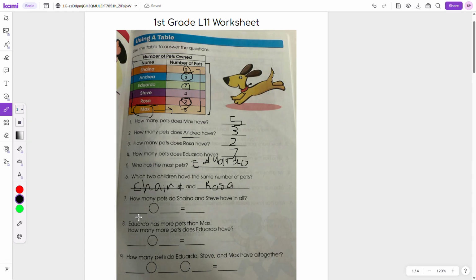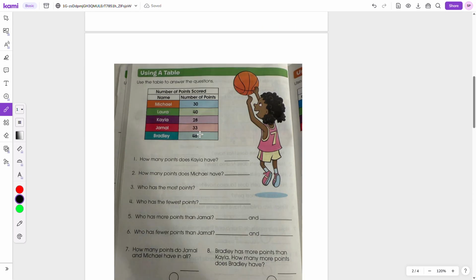Number 7, how many pets do Shayna and Steve have in all? In all means addition, so we're going to add 2 and 4, which will be 6. So you can solve the rest of the questions using the table.